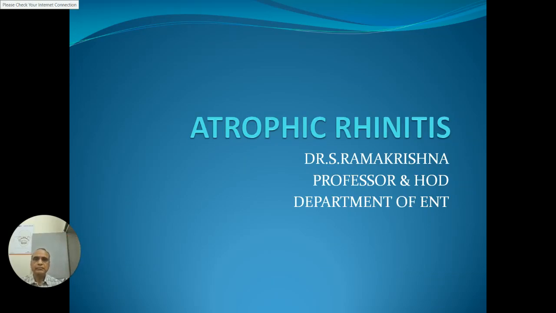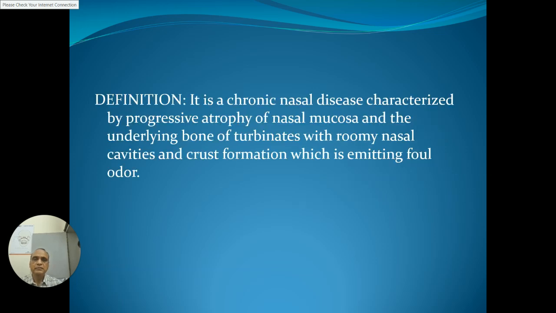Today I am trying to cover the topic by name atrophic rhinitis. This is one of the chronic diseases of the nose, paranasal sinuses, and related areas. In this, we will try to cover etiological aspects, pathogenesis, and also clinical features. Later on, how to manage this case. Under this heading, we will discuss one by one.